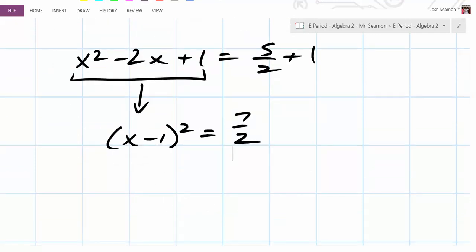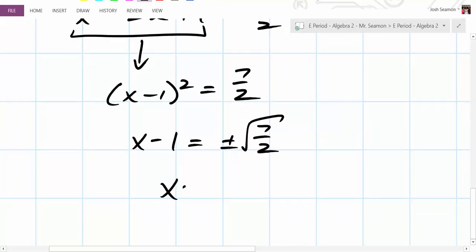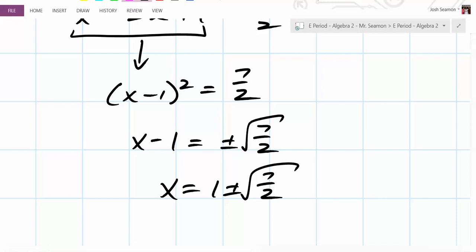What do you do to both sides? And what do you have to have in front of that square root? Is there any way to simplify the square root of 7 over 2? Can you mess around with it and make it look different? Yeah, you could do square root of 7 over the square root of 2. You could rationalize this. Do you need to in this case? No. So what are you going to write your final answer as? x equals 1 plus or minus the square root of 7 over 2. Done. That's all. That would be great.